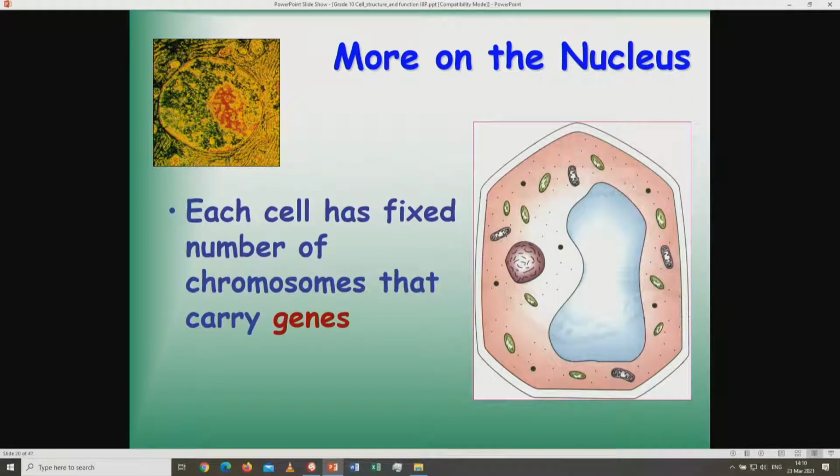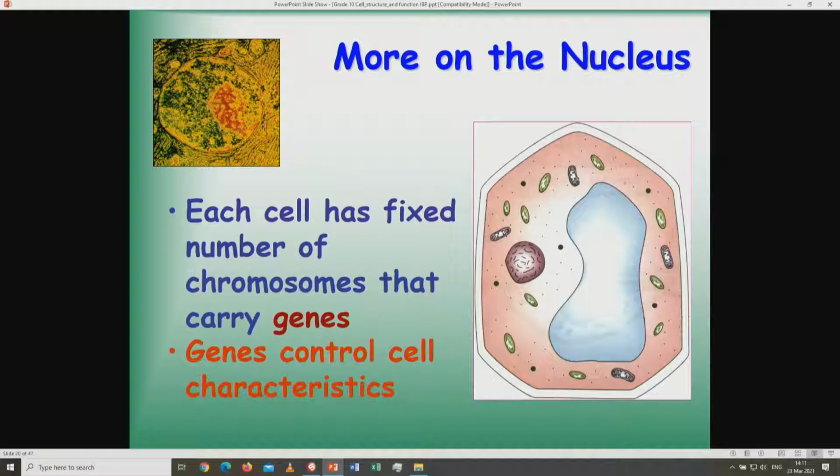Just a little bit more on the nucleus. Each cell has a fixed number of chromosomes that carry genes. In humans, we have 23 chromosomes, and if we have one extra or one less, it's called a gene mutation. So every organism has a certain amount of chromosomes, and that makes you unique to yourself.